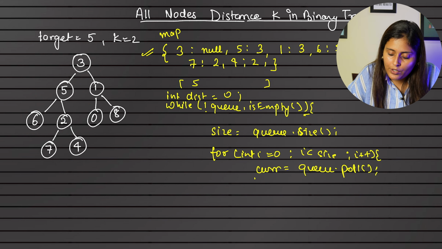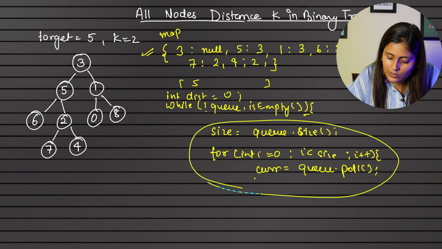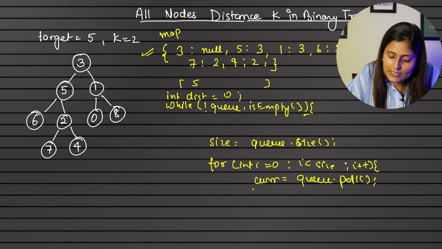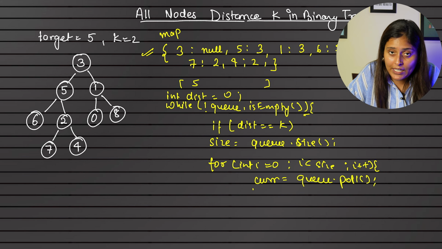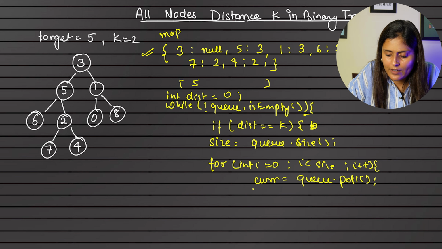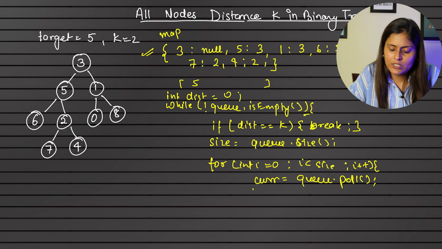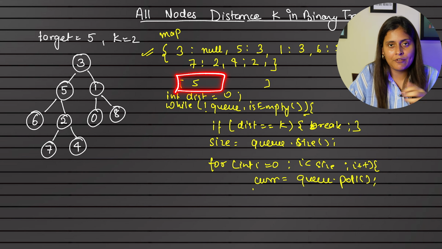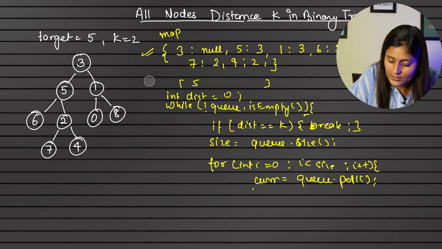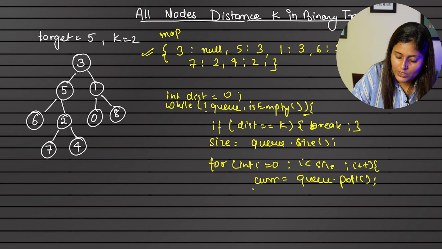So hence, before this calculation of size and all, the first task is to check what if our current distance is matching with K. If it is so, then break. Break means come out of this queue, and whatever will be there in my queue data structure, that I will return. That we'll see. First let's maintain the queue data structure somewhere here.